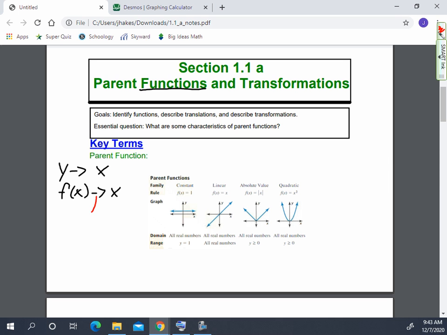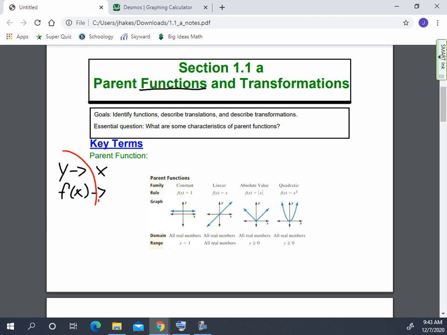Between these two, f of x and y, there's really no difference. f of x is just a fancy way of saying the function of x, and y is what we learned in elementary school and middle school. So it doesn't matter if it's y equals or f of x equals, it really doesn't matter.